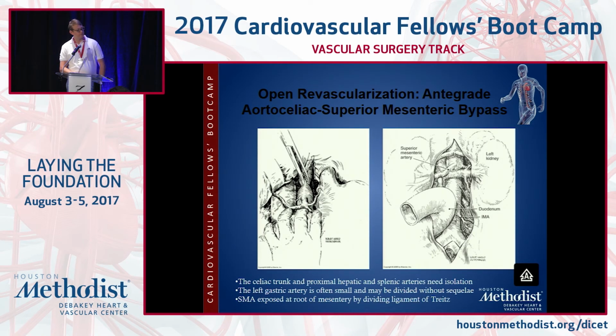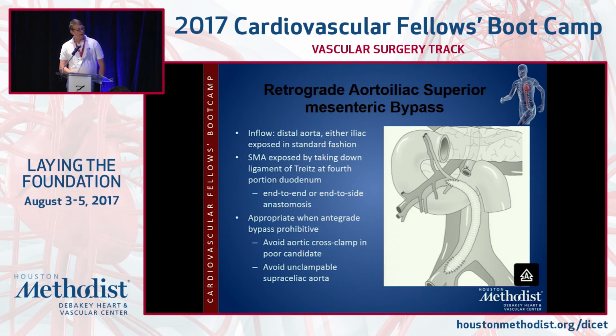And this just shows the exposure of the distal thoracic aorta through the gastrohepatic ligament, having divided the right crus of the diaphragm. Now, if the patient is either too frail or too high risk from a cardiovascular standpoint, or has a really calcified, unclampable distal thoracic aorta, that's when you start thinking about retrograde bypasses.